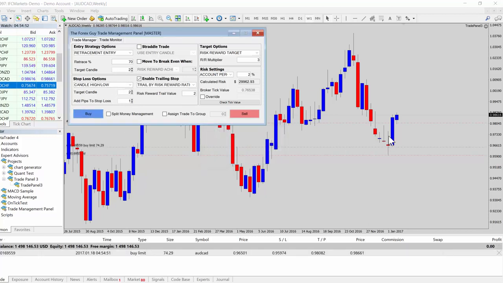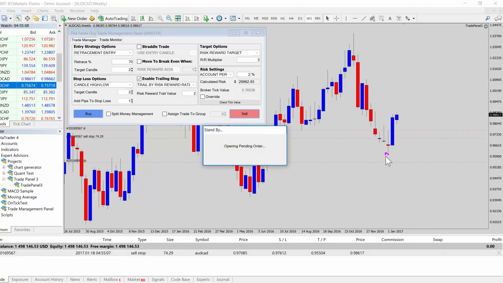There we go. So we've grabbed candle 2's high and we've gone down 70%. Okay, and our stop loss obviously was set to candle 2 as well. All right, and we can also do that with sell as well. It'll grab the candle low, go up 70%, and set up our entry price there.